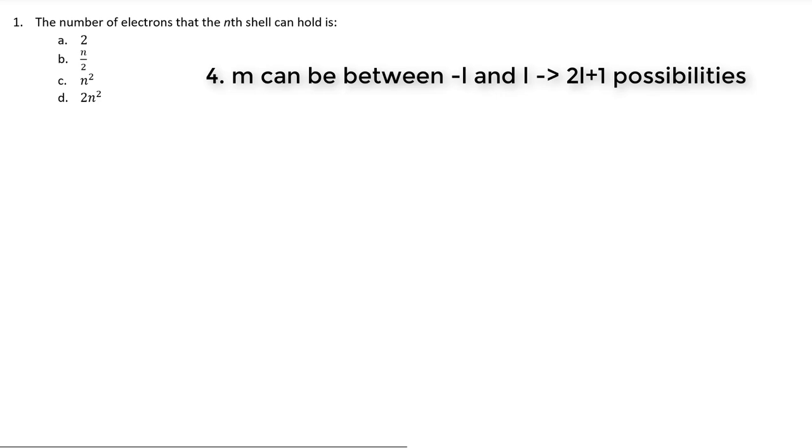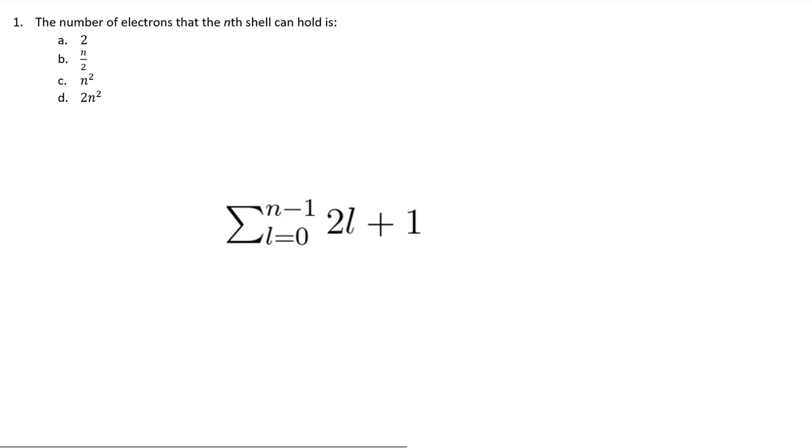-L to -1, 0, and 1 to L. If you add these together, you get 2L plus 1 possibilities. Of course, L can also be many different numbers. We have to sum up this 2L plus 1 over the range of possibilities of L. Remember, L, the angular quantum number, can be any integer between 0 and n-1. Thus, overall, the number of orbitals per shell is equal to 2L plus 1 summed up between 0 and n-1.